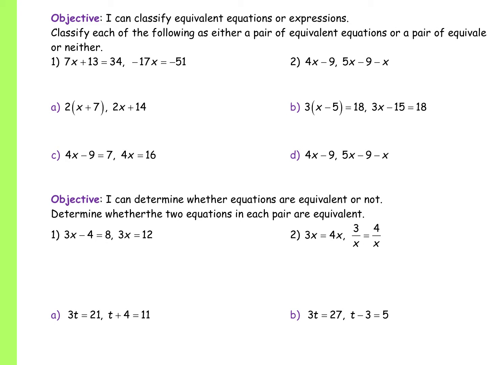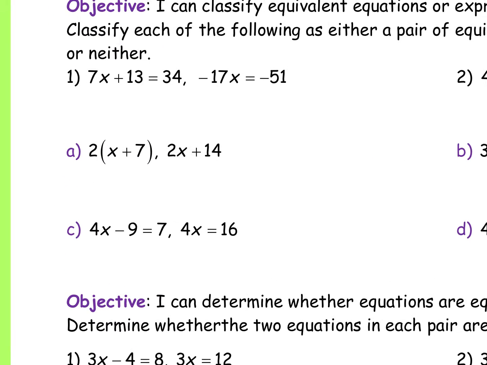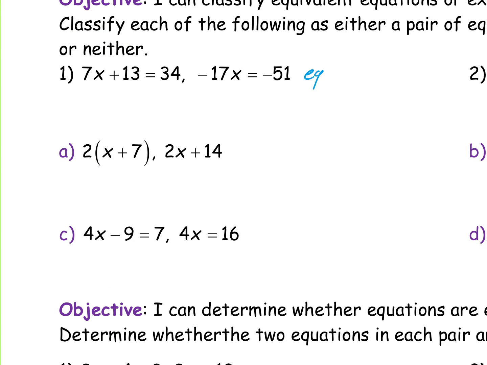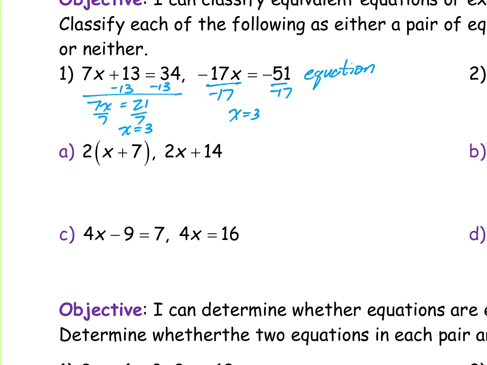Why do I know it's an equation? Because it has an equal sign. I'm going to zoom in. So I know it's an equation because it has an equal sign. But now I need to know if it's equivalent. And how I find out if it's equivalent is I just solve for them. So subtract 13. I'm going to try and write small because I didn't give myself a lot of room. 21. Good. Divide by 7. So x equals 3. Beautiful. Divide by negative 17. And x equals 3. So they are equivalent equations. So that's an equivalent equation.